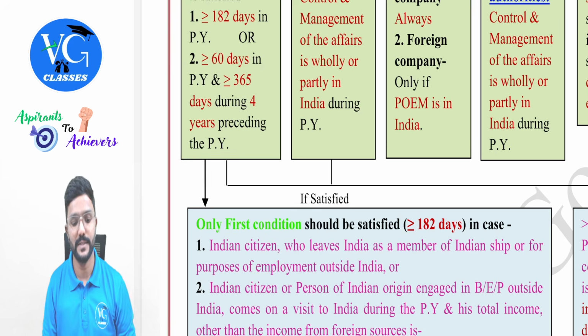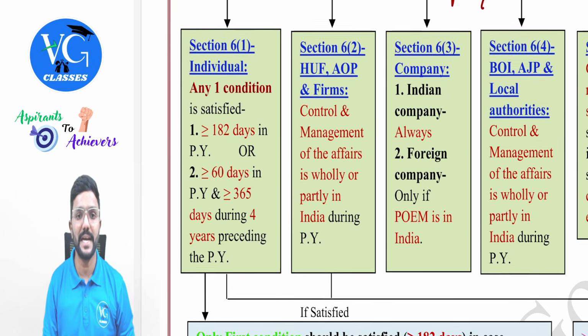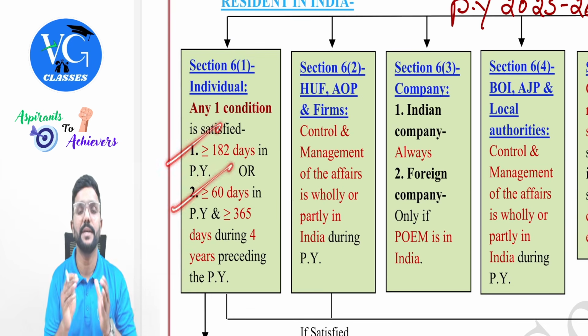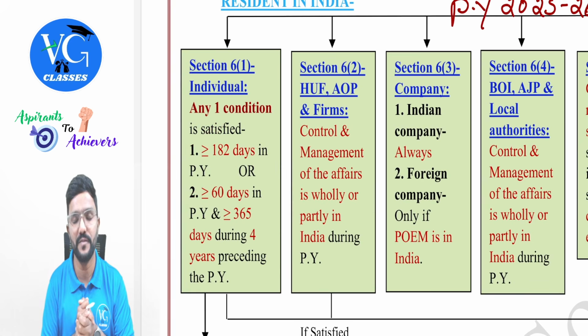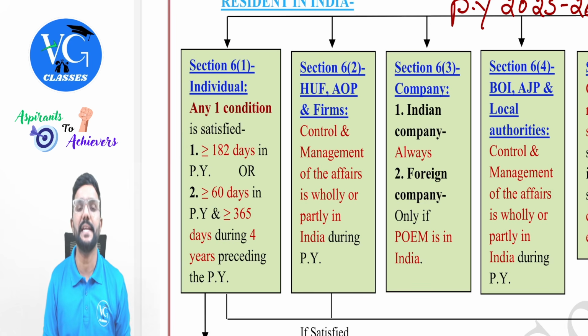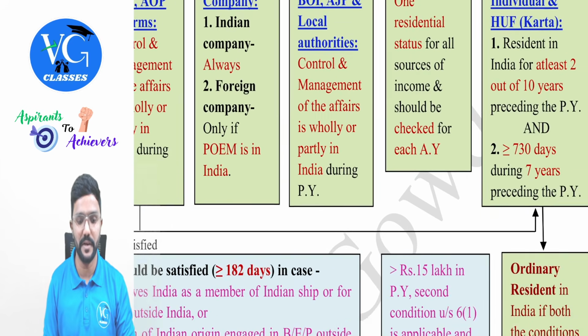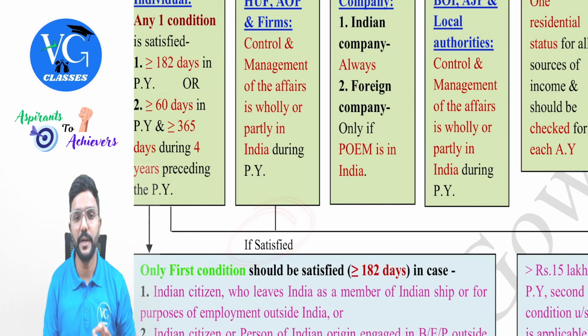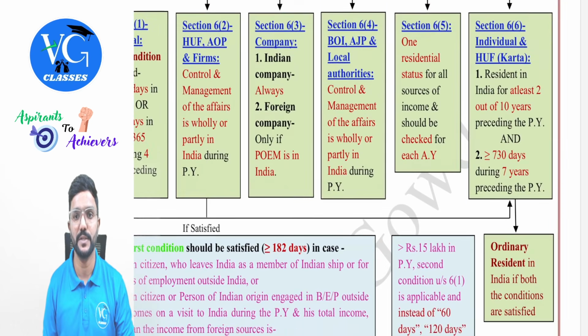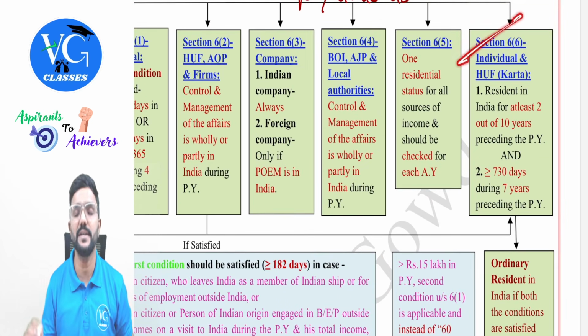Is that clear? Yes. So, if an individual satisfies any one of the conditions given under section 6 subsection 1, which we call the basic conditions, then he or she would become resident in India. Once an individual is resident, we need to go and check. I have given here. If satisfied, then we need to go and check the additional conditions. Where are additional conditions given, sir? Under section 6 subsection 6.